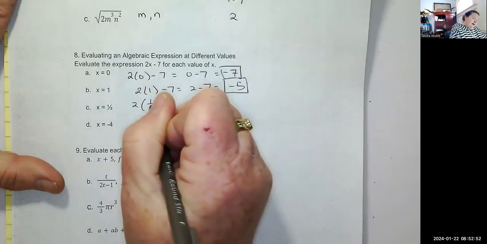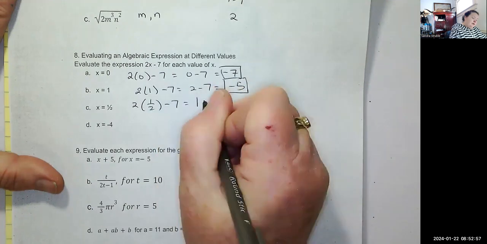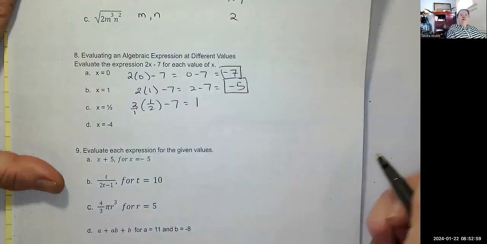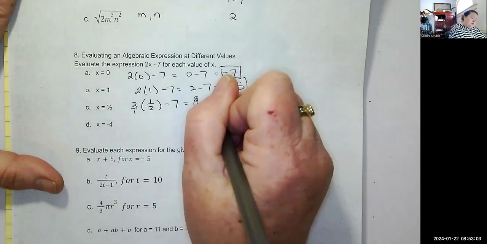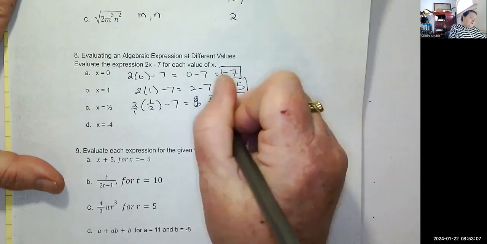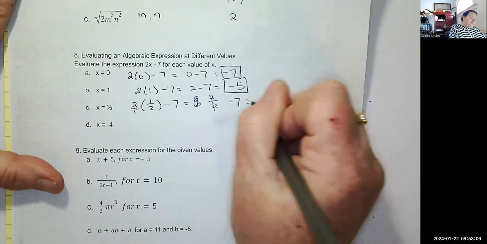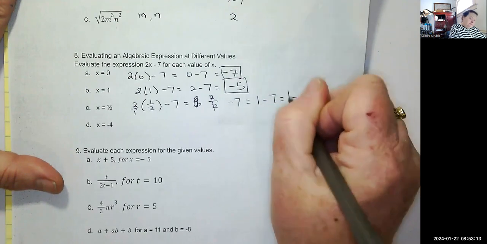2 times 1/2 minus 7. 2 times 1/2 is 1, because if you think of this as over 1, 2 times 1 is 2. 1 times 2 is 2, minus 7. This reduces to 1. And 1 minus 7 is negative 6.